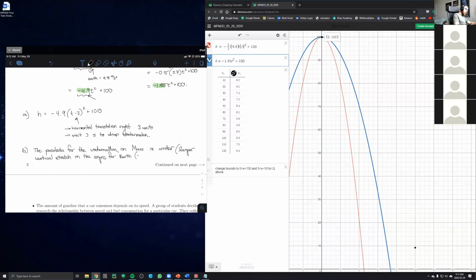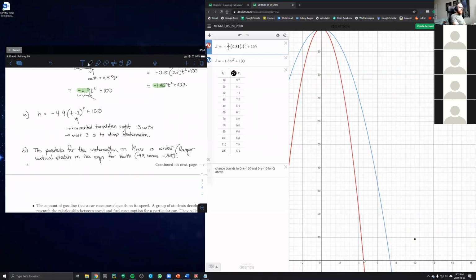Right, so we have negative 4.9 versus negative 1.85. So Earth is a little bit more stretched out. It makes the graph a little bit more skinny, right? But Owen, your observation was correct. They both have the same vertex because we're dropping it from the same spot. So that's a similarity.